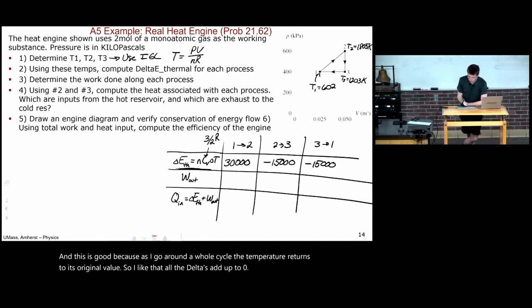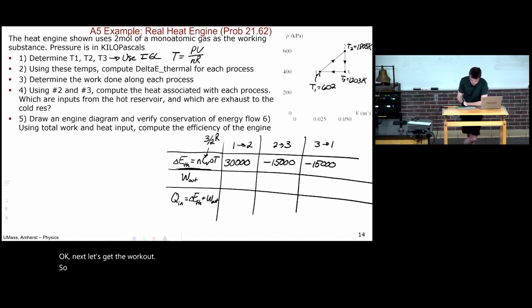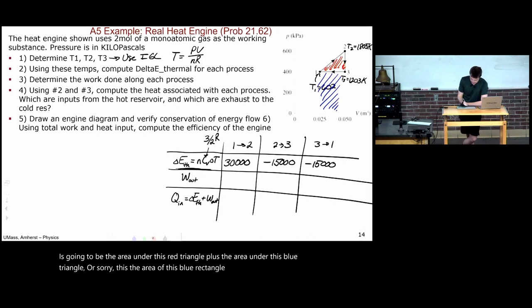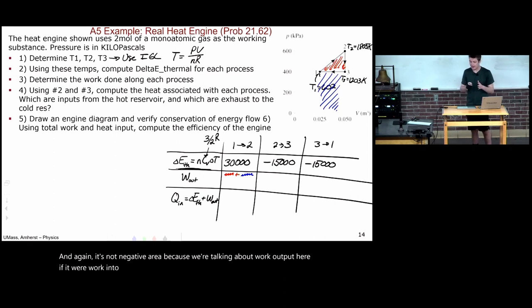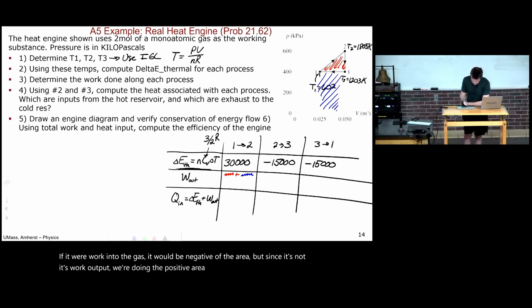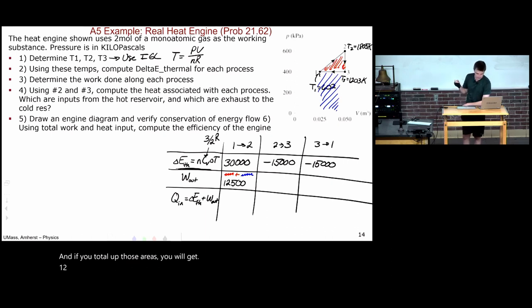Okay, next, let's get the work out. So process 1 to 2 is going to be the area under this red triangle plus the area of this blue rectangle. And again, it's not negative area because we're talking about work output here. If it were work into the gas, it would be negative of the area. But since it's work output, we're doing the positive area. And if you total up those areas, you'll get 12,500.